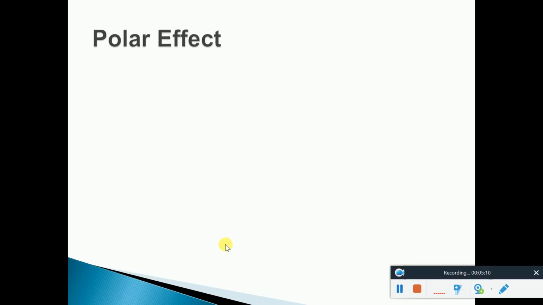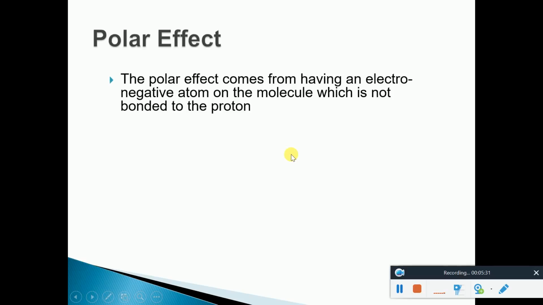Next up, we have the polar effect. The polar effect is not about the atom to which the acidic hydrogen is directly attached anymore. We are talking about another atom in the molecule. The polar effect comes from having an electronegative atom on the molecule which is not bonded to that acidic proton.